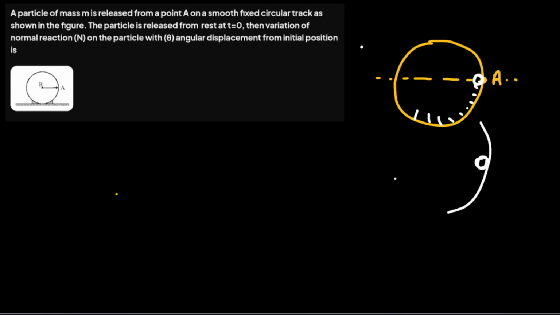So this is this. Now we have to plot the variation of normal reaction on the particle with theta, which is the angular displacement from initial position. So as a function of theta, theta is what? Theta is the angle traversed by this particle with the horizontal. So here, this is the horizontal line, and how much angle is it making with it at any time t? So let's say at any time t the particle is here, with the horizontal the angle made is this theta. So we have to plot normal reaction as a function of this theta.